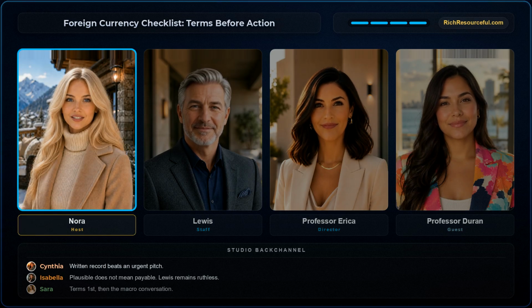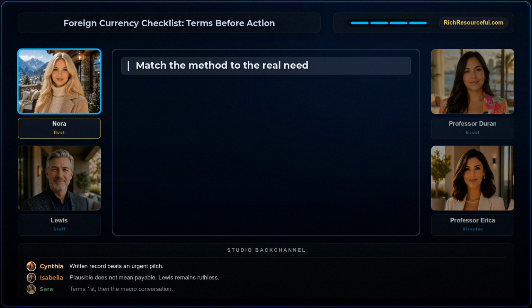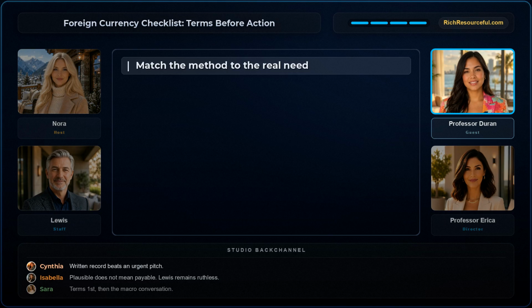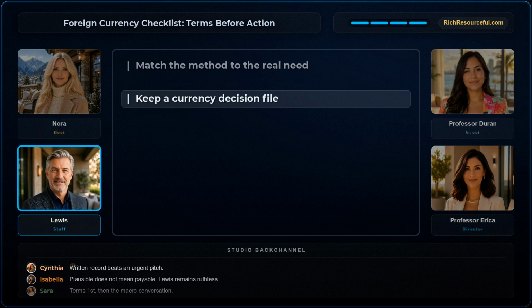Professor Duran, bring the two paths back together. What can a careful viewer do tonight without pretending to predict exchange rates? Make a one-page currency decision file. At the top, write the purpose: travel payment, foreign invoice, recurring obligation, portfolio exposure, or speculative trade. Next, write the amount, currency pair if relevant, date, institution, and the controlling document. Then list friction and failure: fees, spread, timing, limit, margin, custody, or tax question. The file makes the decision legible before money moves. One page. If it needs a prophecy, it isn't ready.